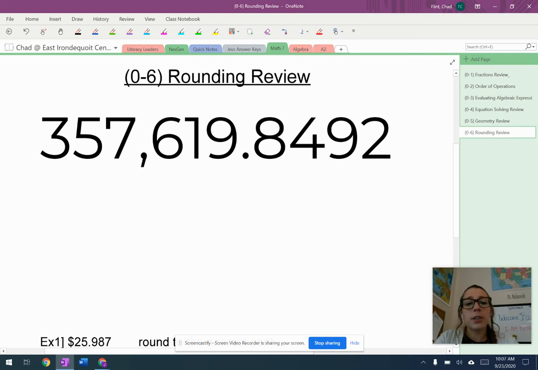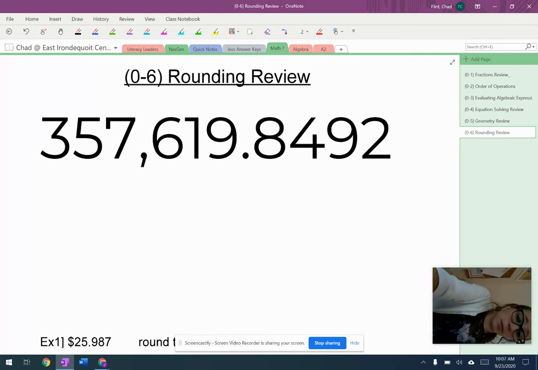All right, so now we're going to look at some rounding review. And the first thing we're going to do with this ginormous number that we have right here is write down the place value of each digit. So I'm going to rotate myself sideways. I'm going to be upside down for a little bit, and we're going to go from there.